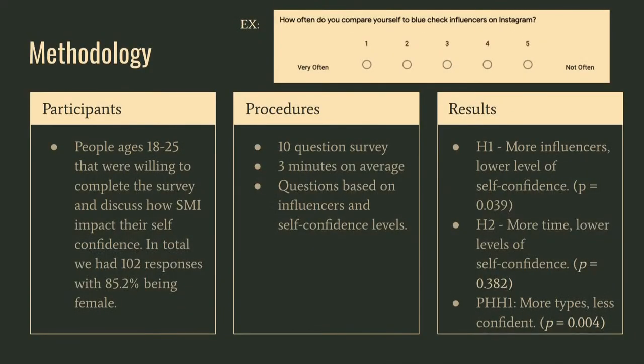Moving on to our methodology section, for the participants we reached out to, they were between ages 18 and 25 and willing to complete our survey and discuss their self-confidence and how social media influencers play a part in that. In total, we had around 102 responses, with 85.2% being female. To find our participants, we reached out on our social media platforms and through text message and sent it out to people throughout our school.